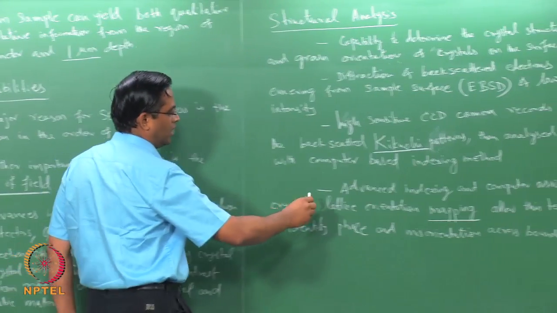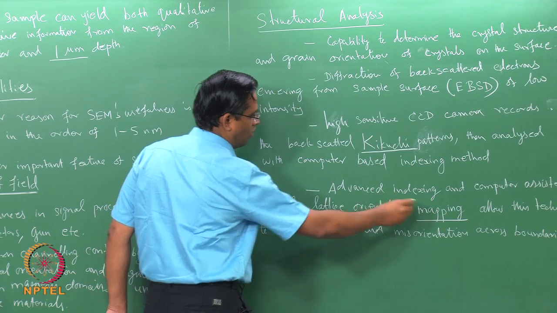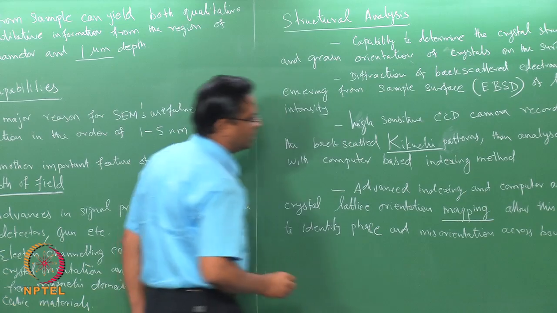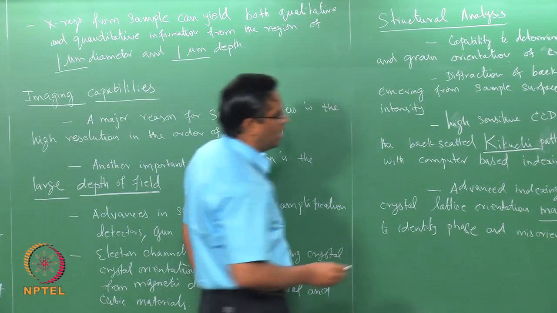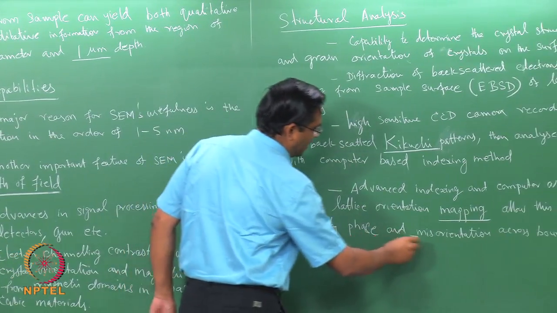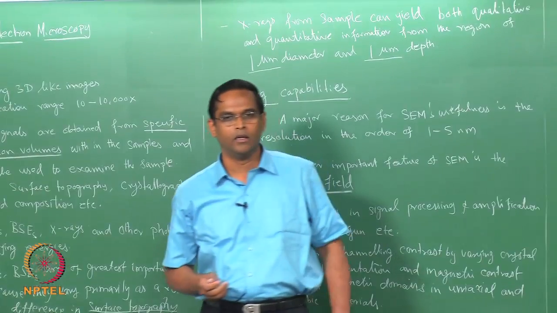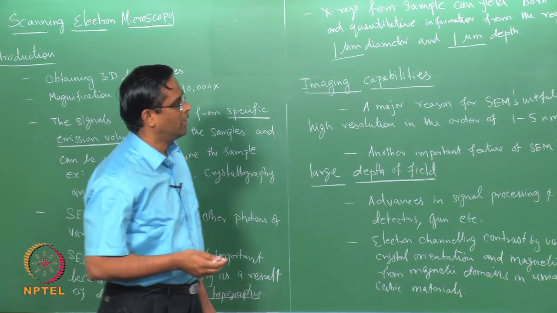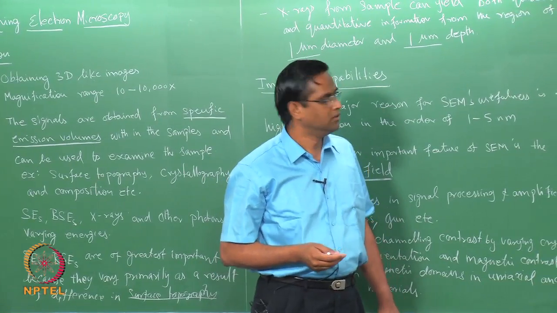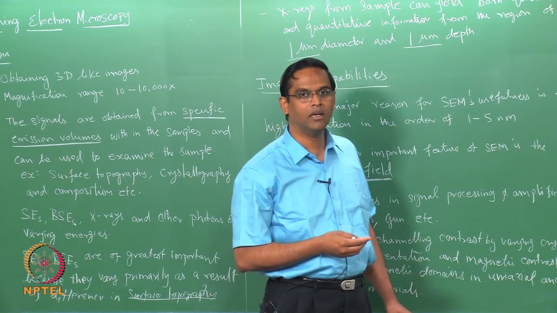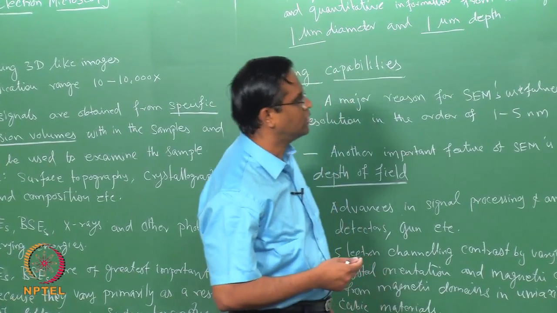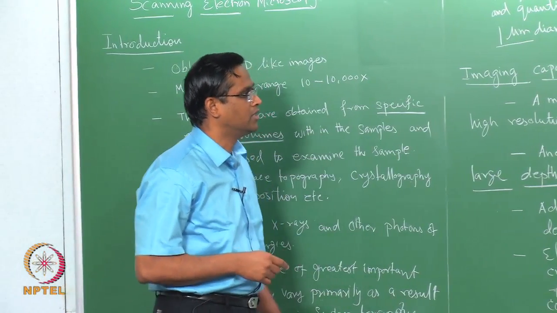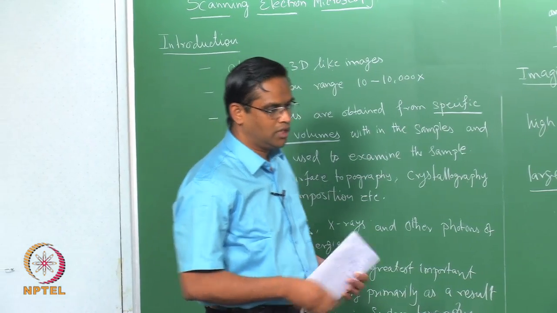And then you have today SEMs with advanced indexing and computer assisted crystal lattice orientation mapping, called EBSD maps, which allow this technique to identify the phase and the misorientation across the boundaries. So this is also a very powerful technique today, and it has been applied everywhere. This itself is a separate research domain. People can use this extensively, and it is a very powerful technique as far as SEM structural analysis is concerned. And what else can we do with the SEM?